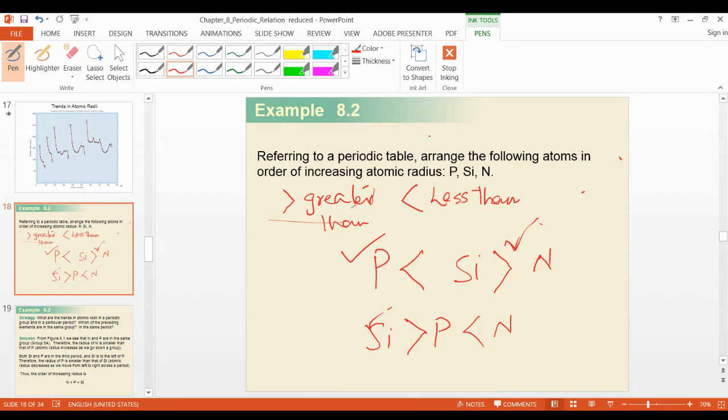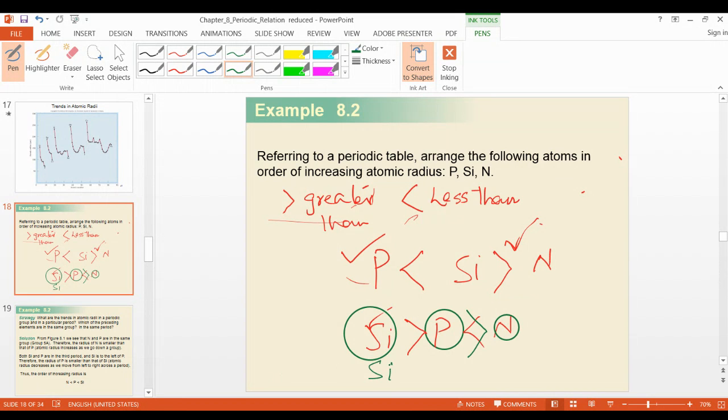But now you told me wrong. Phosphorus equal to nitrogen? Look at the periodic table. Phosphorus is down and nitrogen is up. So the atomic size increases from top to bottom. So the atomic size of phosphorus is greater than nitrogen. And from left to right it decreases, so phosphorus is less, silicon is more. So now silicon will be like this.